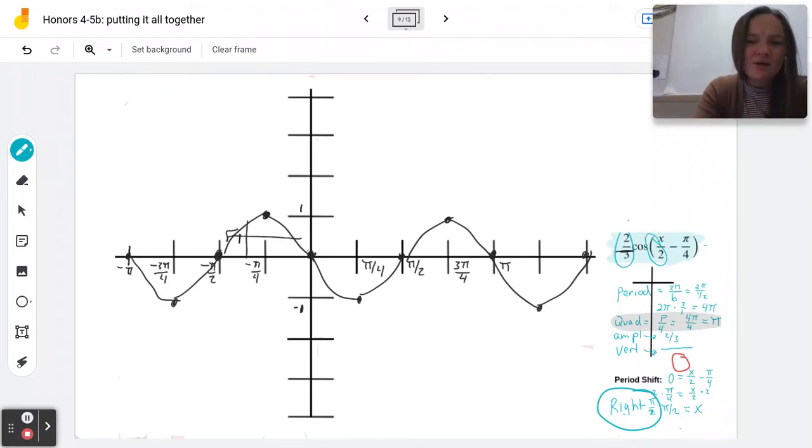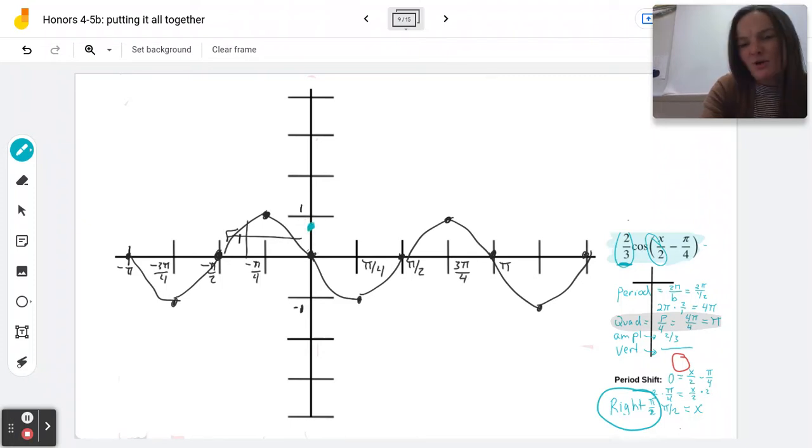So let's think about where cosine should start. Cosine typically starts, and not typically, it actually always starts. Cosine always starts on a maximum. And so cosine needs to start up at a max. The highest it can go is 2/3 from the midline. So maybe we estimate it being here.